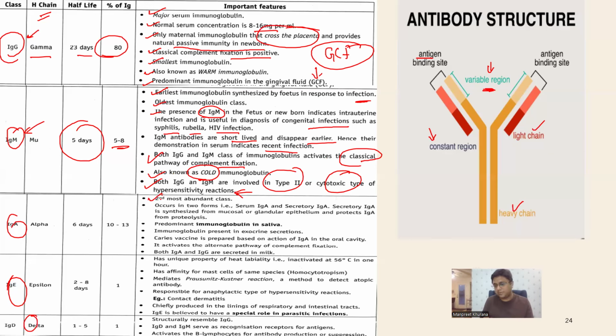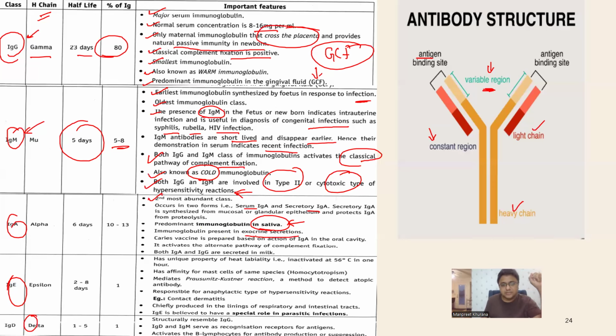Next is the IgA. It is the second most abundant class. I told you GAMDE. It occurs in two forms, serum IgA and secretory IgA. Secretory IgA is synthesized from the mucosal or the glandular epithelium and protects IgA from proteolysis. It is the predominant immunoglobulin in the saliva, which is one of our questions: in the saliva, which is the predominant immunoglobulin? The answer is IgA.